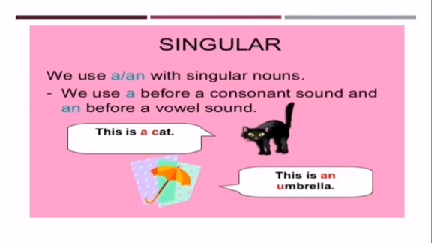Remember, we use a or an with singular nouns, so just one. We use a before a consonant sound and we use an before a vowel sound. For example, this is a cat. This is a consonant sound, so we should have a. This is an umbrella. So this is a vowel sound, we use an.